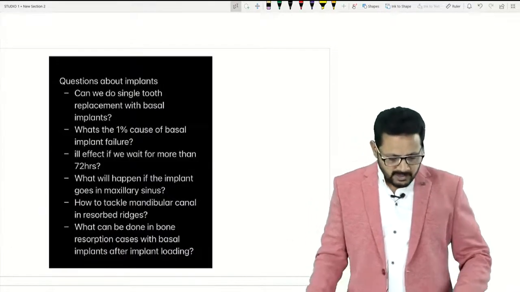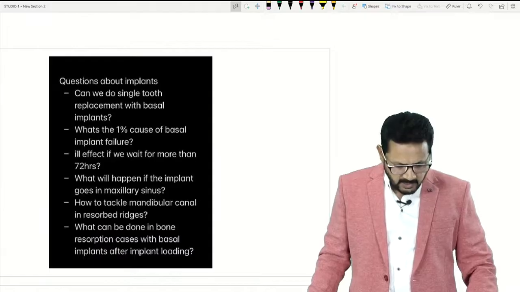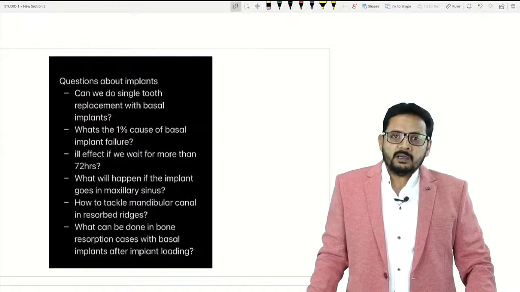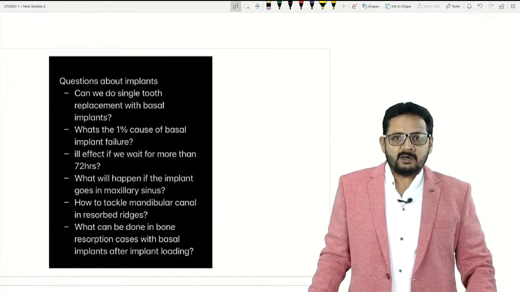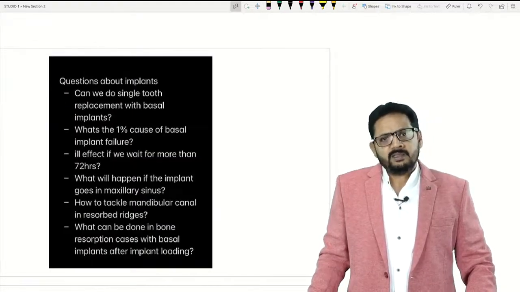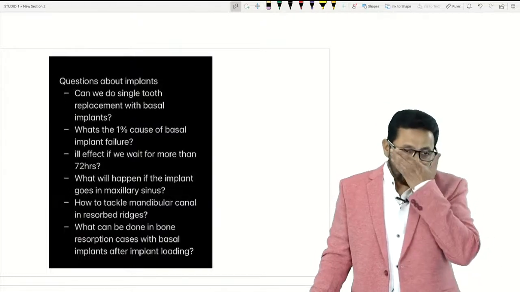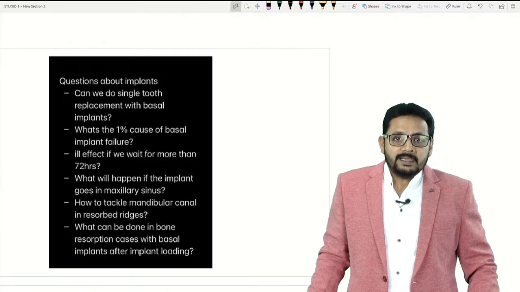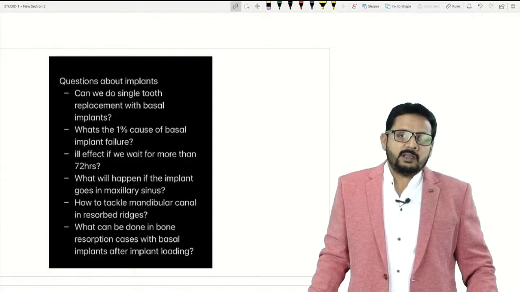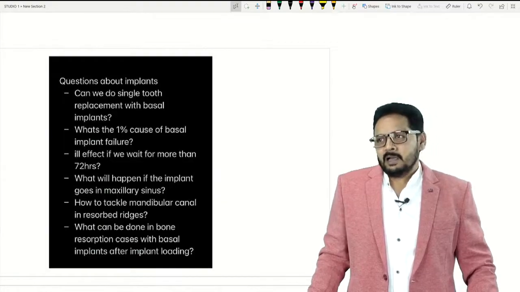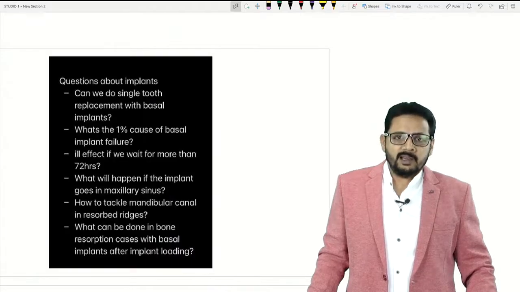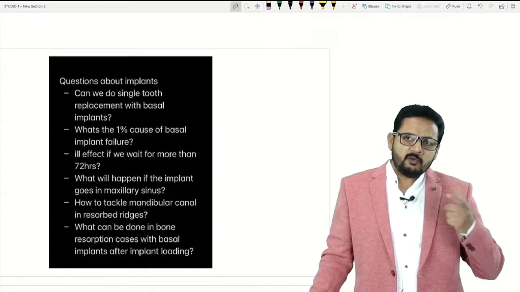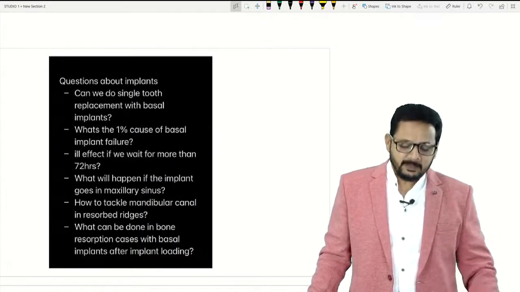So the first question is, can we do single tooth replacement with basal implants? Yes, very much you can do single tooth replacements with basal implants, not at all a problem. The only thing is that you have to take into consideration that you get a proper torque. And whenever you're doing a single tooth replacement, it's always advisable to give a Maryland kind of bridge, so that there won't be any chances of derotation of the implant.